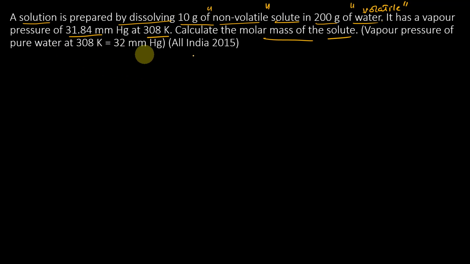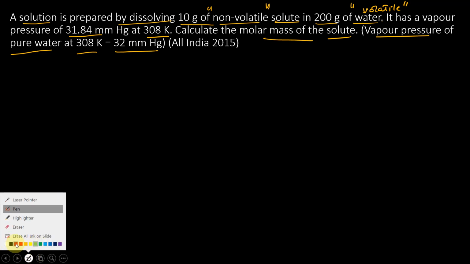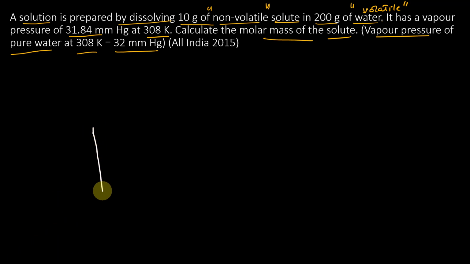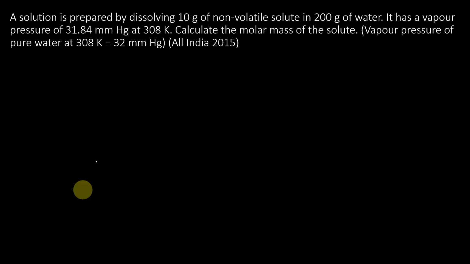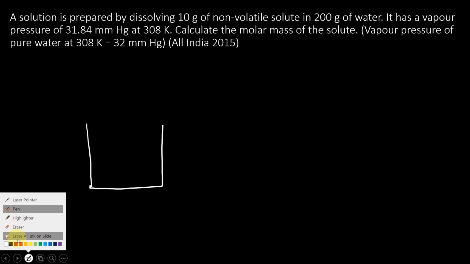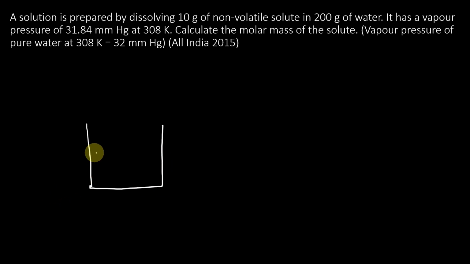This information is also very important. Vapor pressure of pure water at 300 Kelvin is 32 millimeter mercury. So just see here, if I take a container, okay, what have I taken in this container? I have taken, suppose, water.